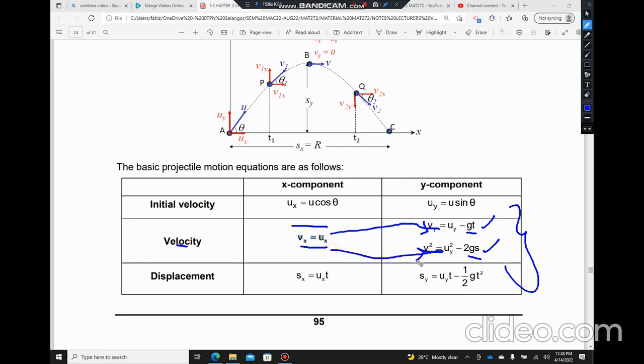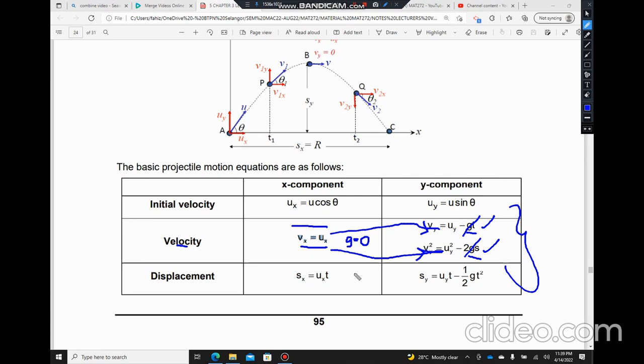Cuma beza untuk x component, g dia semua equals to 0 kan. Dia tak consider pada gravity. So bila dia tak consider pada gravity, kita assume g 0, so automatic nilai ni tak ada, nilai ni pun tak ada. So that's why awak dapat vx equals to ux. Tapi untuk vy, uy minus gt, and then v square, uy square minus 2gs. And then untuk displacement pun sama.